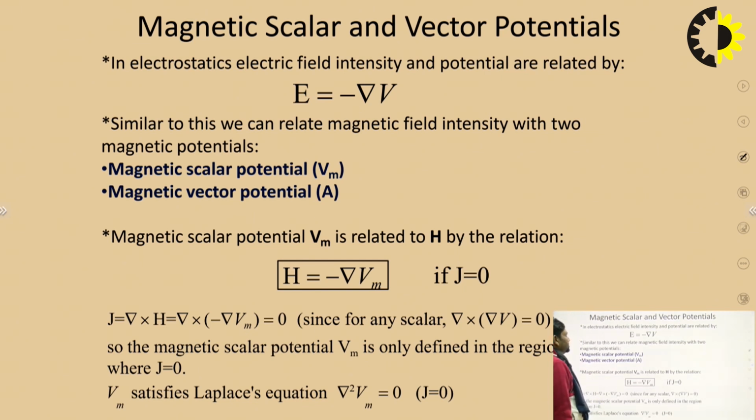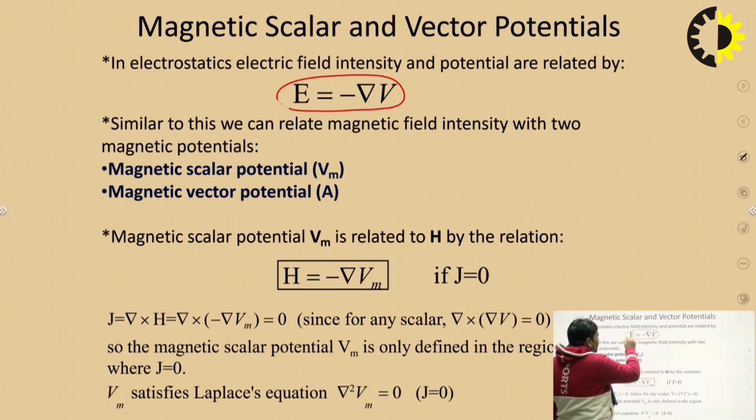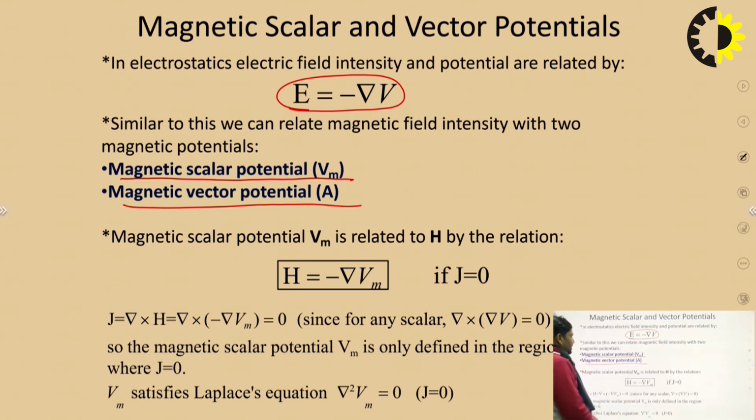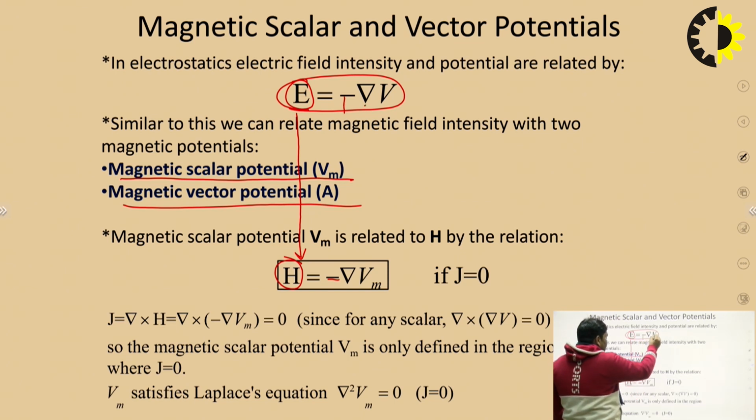By using these, we know the relation between the electric field and the potential: the electric field is equal to minus the gradient of the potential. In the same fashion, we discuss the magnetic scalar potential Vm and the magnetic vector potential A. If we compare, the electric field intensity and the magnetic field intensity are similar here, so H is equal to minus the gradient of Vm, the magnetic scalar potential.